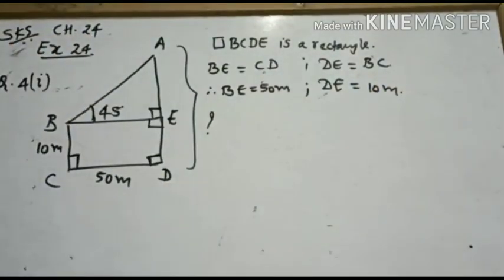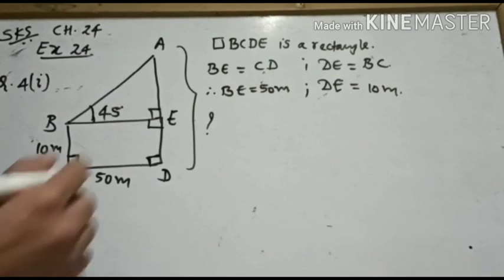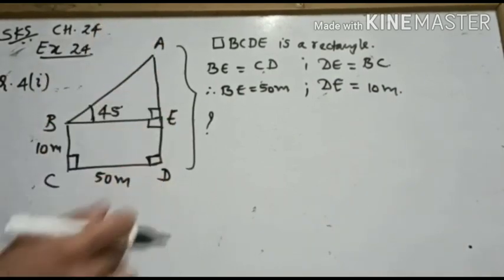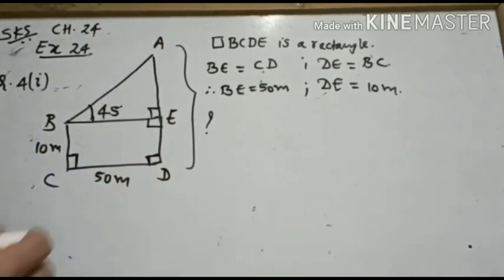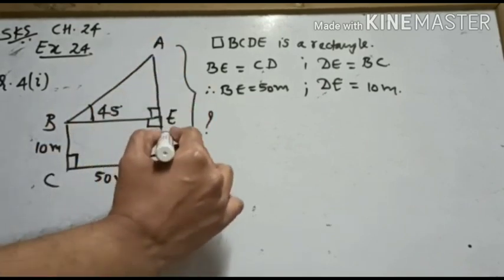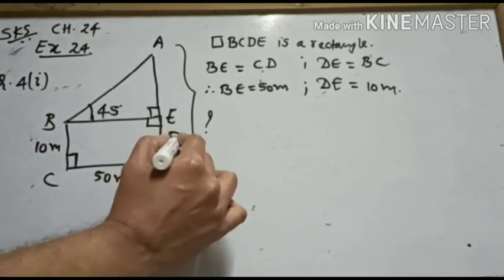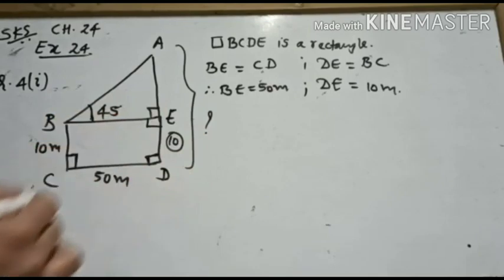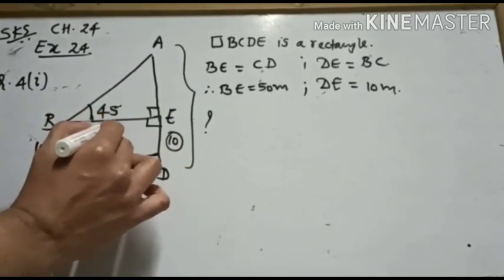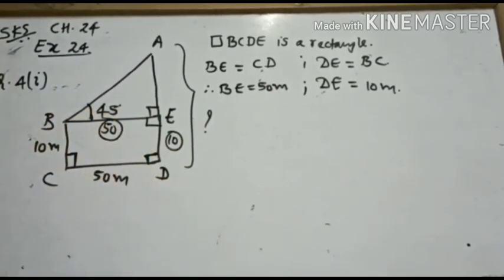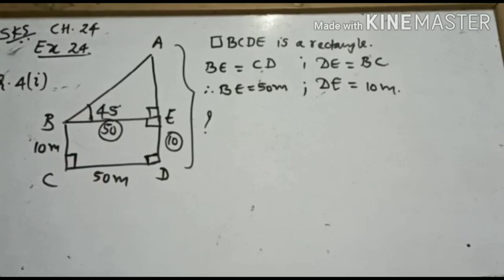Now the question arises, dear friends, that they have not asked for DE, they have asked for AD. Of course, not to worry about how to find AD. I got DE as 10. I'm putting a circle, that means we have calculated. This is 50. Again I'm putting a circle, that means we have calculated it, it was not given.